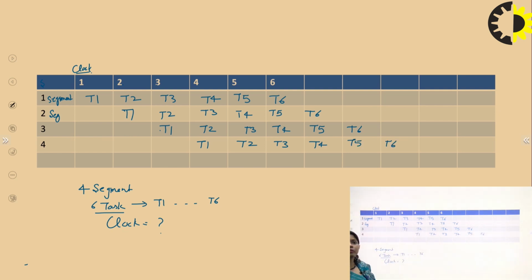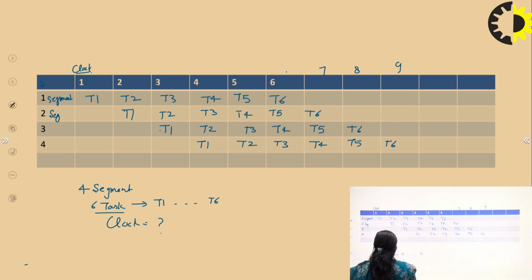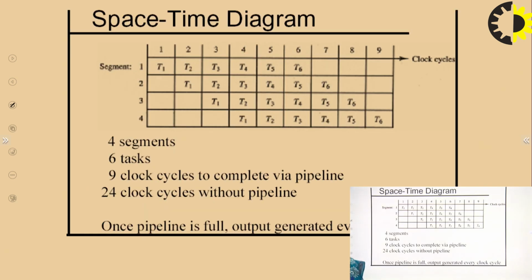Now you have to calculate the clock time. Clock time 6 is already here, then 7, 8 and 9. So the answer is what? Your answer for the number of clocks required to complete the 4-segment execution is 9. 9 clock cycles you require. This will be your answer. Simple. So in the space-time diagram, you can see here the 4 segments and the 6 tasks, so 9 clock cycles to complete the pipeline.